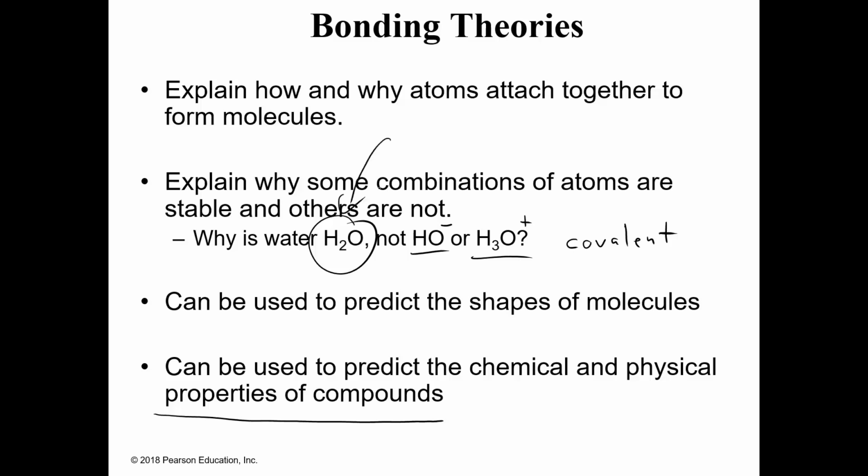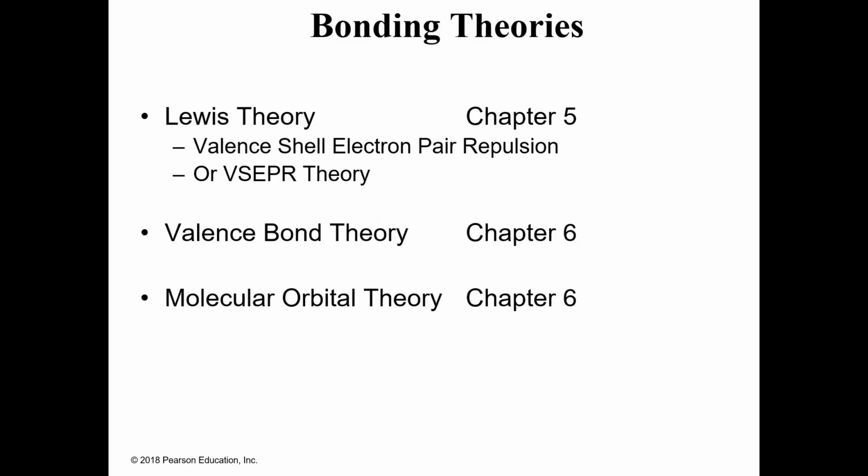Now I've drawn this, and if you've paid attention, I don't draw water like this. Water is not linear. Water is bent, and there is a reason for that. And so these next two chapters are looking into starting with very simple bonding theories. One that's about 100 years old called the Lewis theory, and we still use it a lot in science, and it explains very simply how the shape and the atoms are connected with each other.